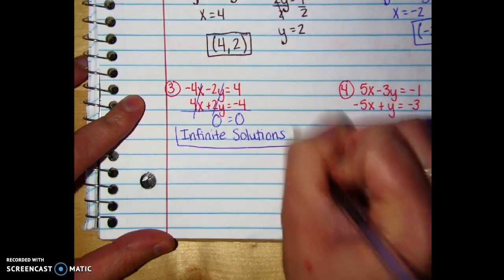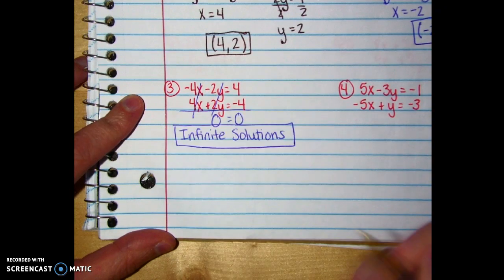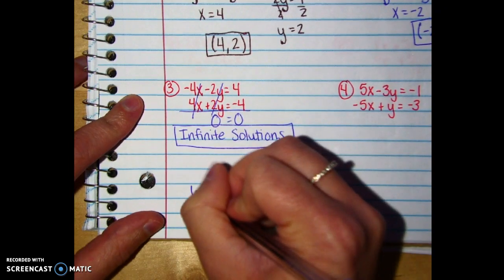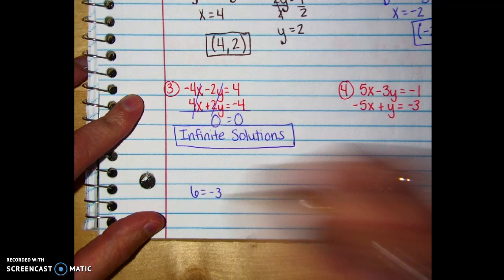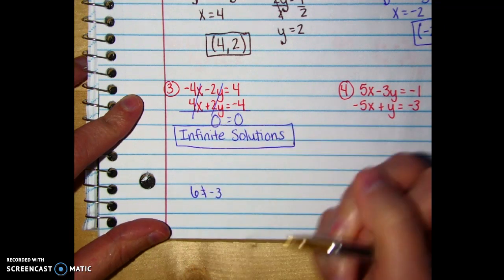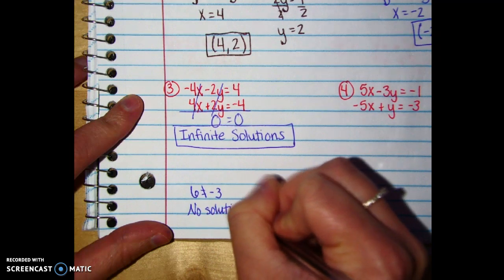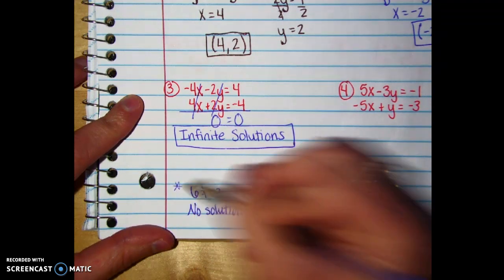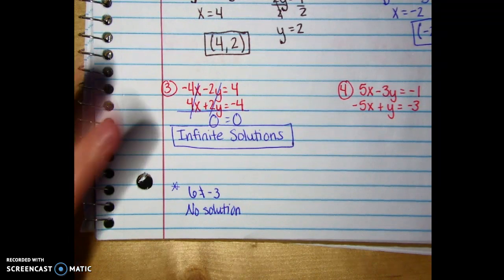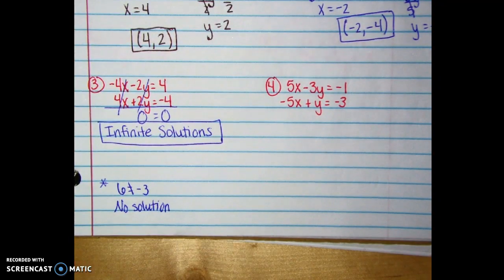And same as yesterday, if you got something like 6 equals negative 3, that's not true, so you'd put a line through it and put no solution. So this is just an example down here. It's not part of number 3. Okay, for number 4, I would like you to solve this one on your own. So it's going to pause and have you do that one.